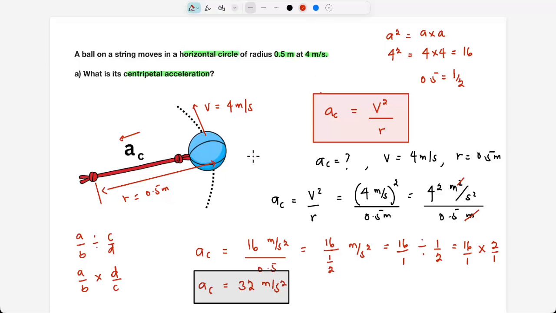Now, if the mass of this ball is, let's say, 2 kilograms, find the centripetal force.